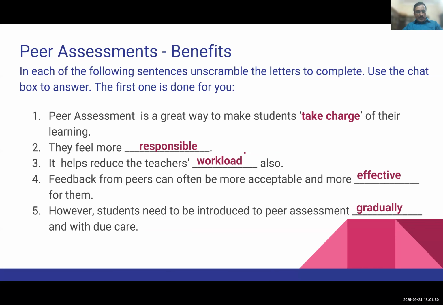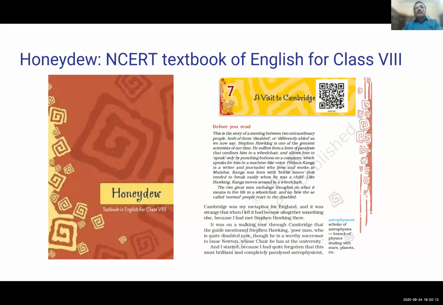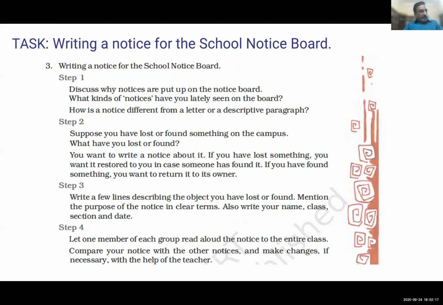Fifth is gradually. Now let us try to understand peer assessment with the help of an activity. Many of you must be familiar with this book. This is an NCERT textbook of English for class 8 called Honeydew. So let's take chapter 7, A Visit to Cambridge, which has an activity where the students are supposed to draft a notice for the school notice board informing about something that has been lost or found on the campus.